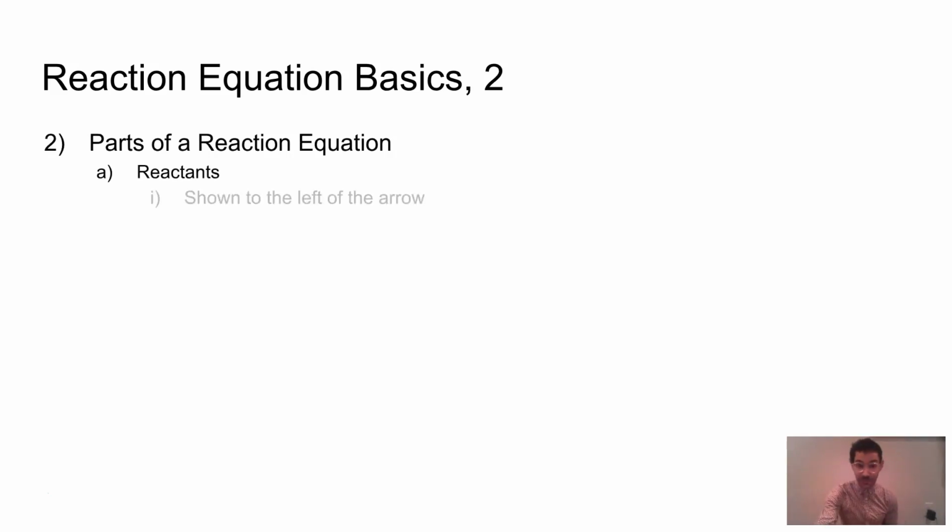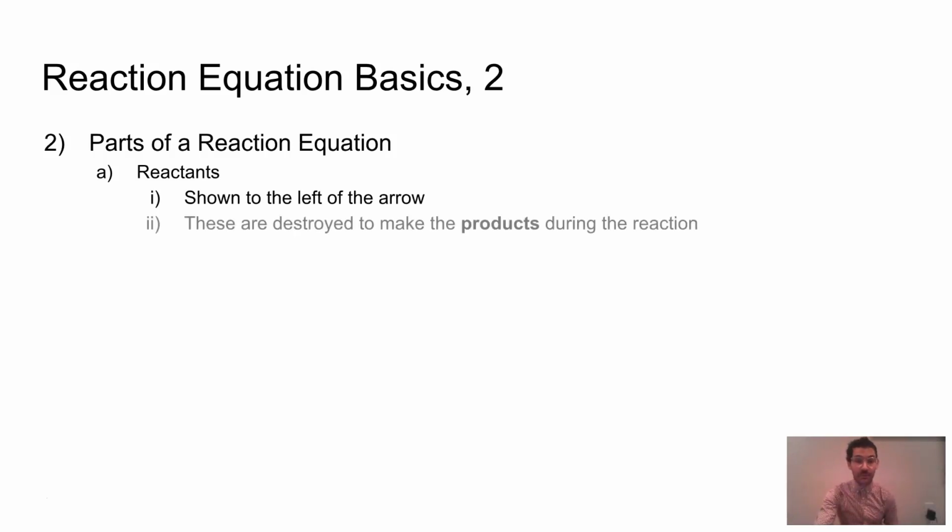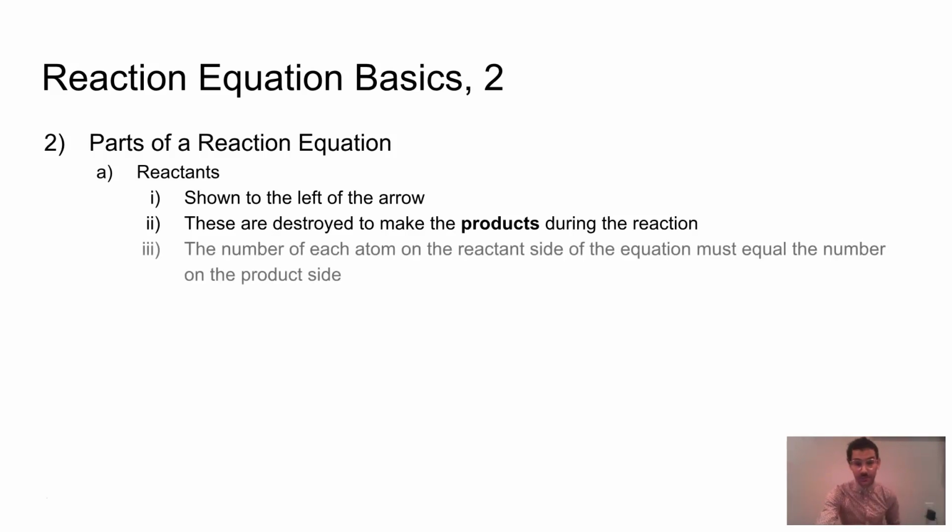Our reactants, again, are always going to be shown to the left of that arrow, and they're always going to become the products on the right-hand side. So our reactants are destroyed, or more appropriately, we can say chemical bonds in our reactants are broken, and these are broken in order to make the products during the reaction.